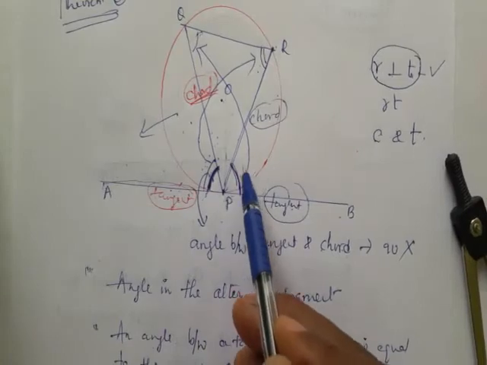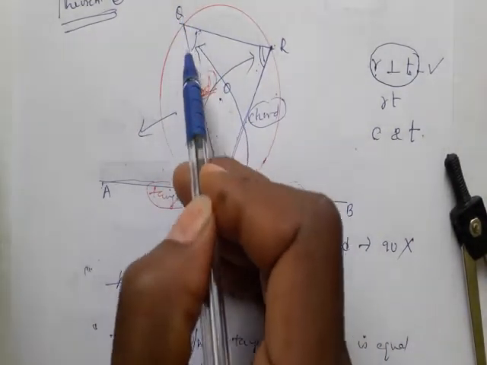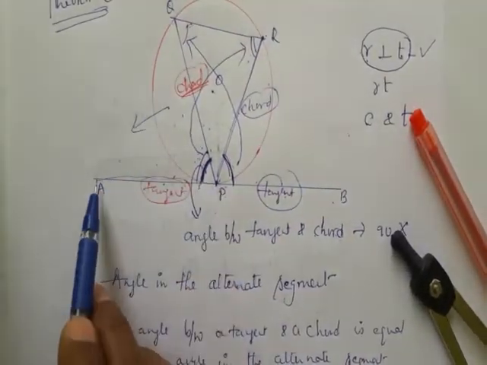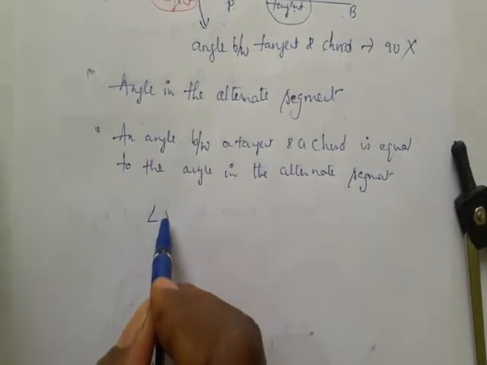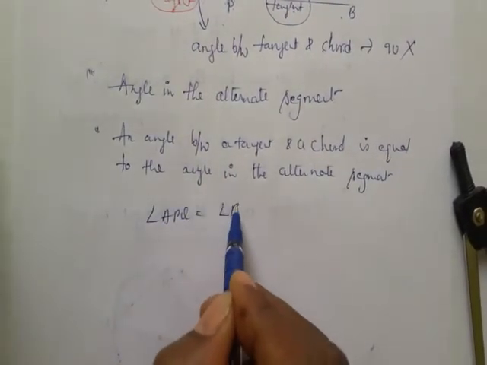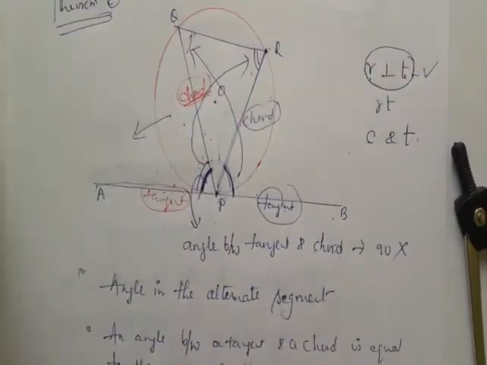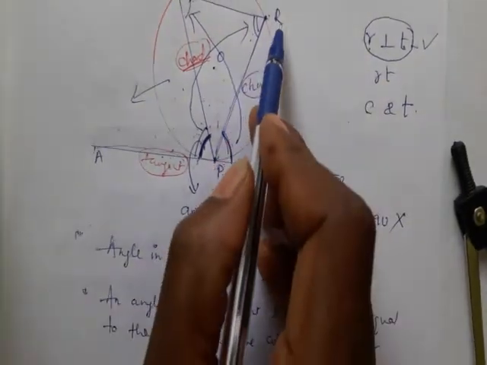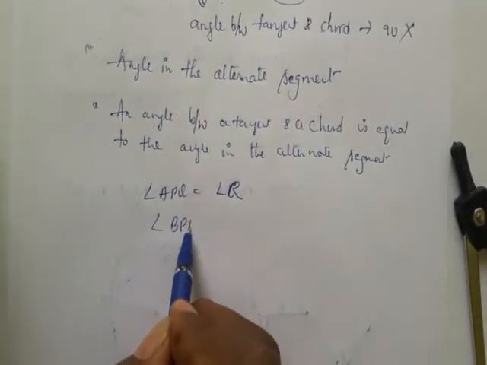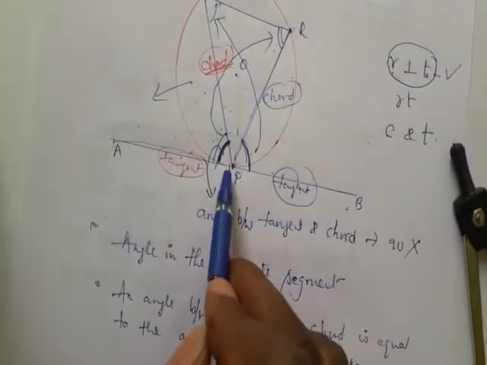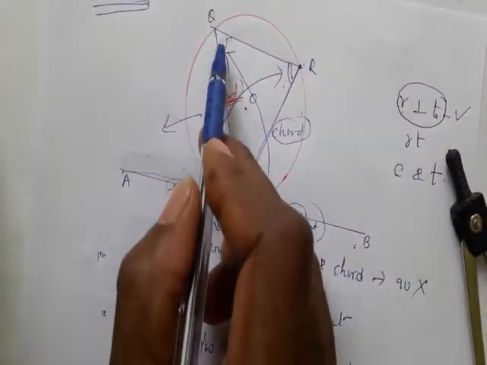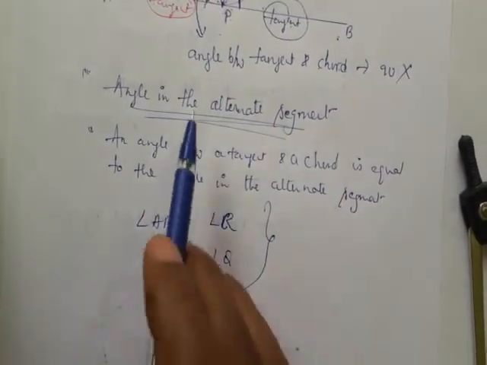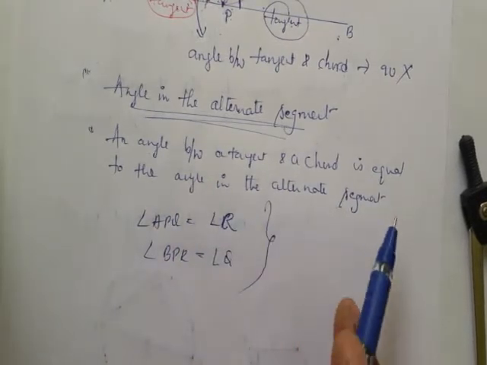PR chord angle, if you find out this PR chord above what angle is standing, Q, like that. So finally we can write angle APQ will be equal to angle R. Angle APQ equal to angle R. This side, angle BPR is equal to angle Q. So these two are called angle in the alternate segment. Angle between tangent and chord is always equal to angle in the alternate segment.